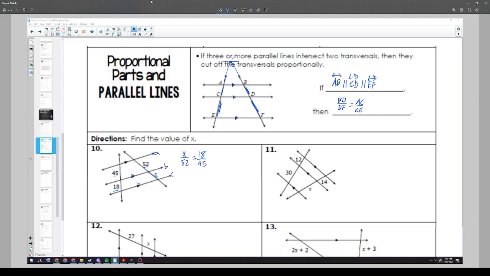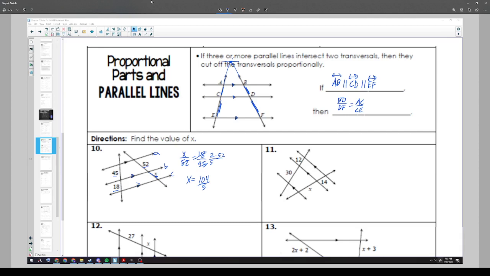So if we wanted to simplify, these are divisible by 9, so we could do 2/5 is equal to x over 52. So if I multiply my 52 over to here, nothing up here is divisible by 5, so I'm not going to be able to simplify that, and I'm going to end up with x equals 104 divided by 5. If we change that into a decimal, it would be 20.8.